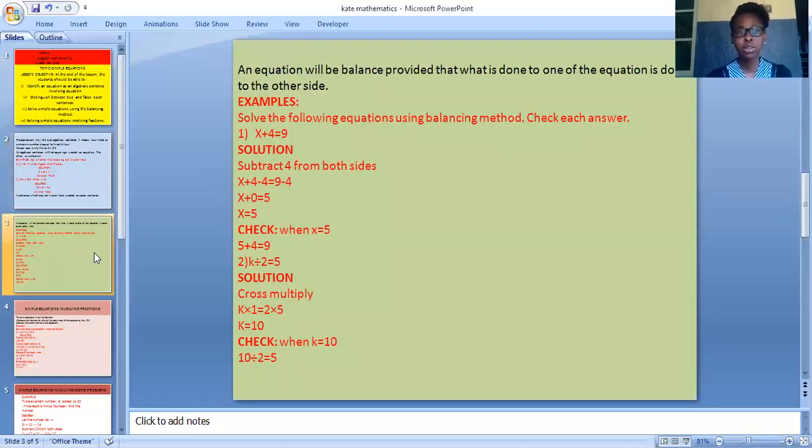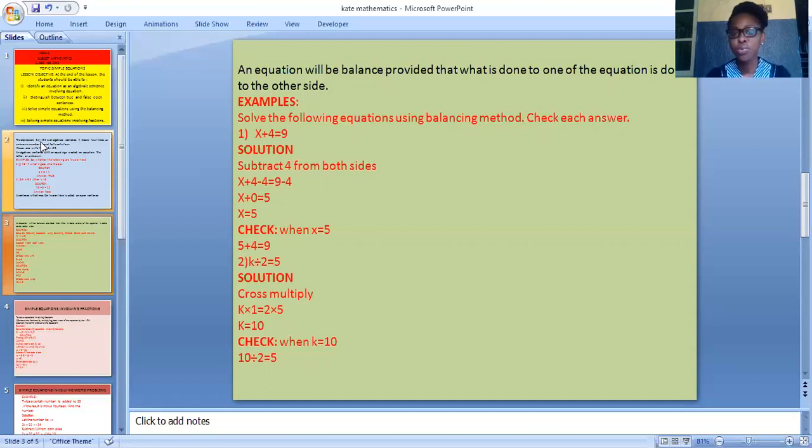Number one method of solving simple equations is the balancing method. Using the balancing method to solve an equation, an equation will be balanced provided that what is done to one side of the equation is done to the other side. Whatever you do to the left hand side, you must do to the right hand side. I didn't say whatever you do to the left hand side alone.